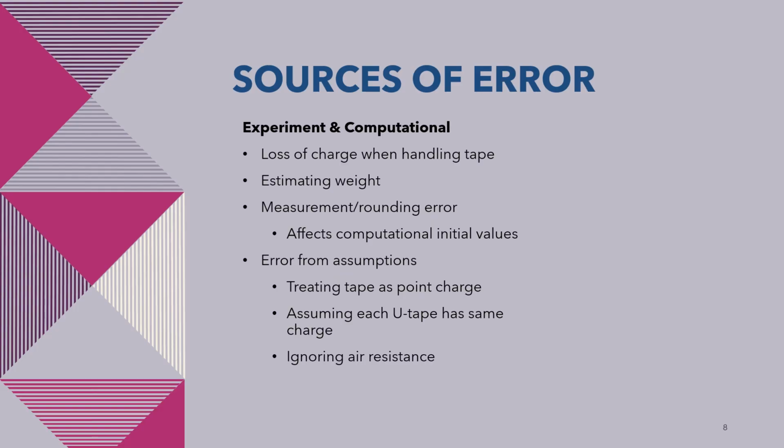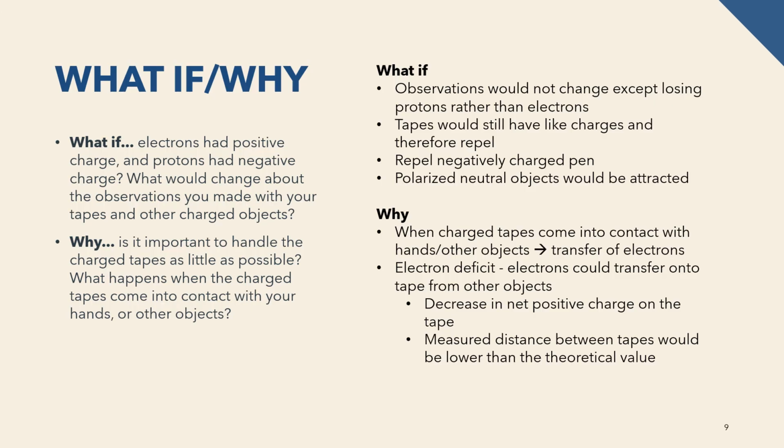Some sources of error through this lab could be loss of charge when handling tape, estimating weight and other measurement/rounding error, and error from assumptions such as treating tape as a point charge, assuming each tape has the same charge, and ignoring air resistance. What if the electrons had positive charge and the protons had negative charge? What would change about the observations you made with your tapes and the other charged objects?